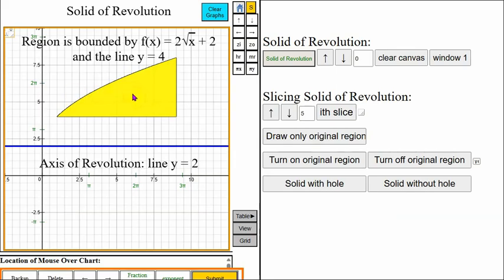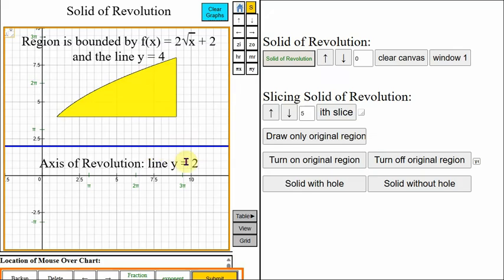And so this yellow region right here is bounded above by the graph f of x equals 2 times the square root of x plus 2, and below by the line y equals 4, from 1 to 9. And then here's the axis of revolution. So we want to revolve this region about this line y equals 2.